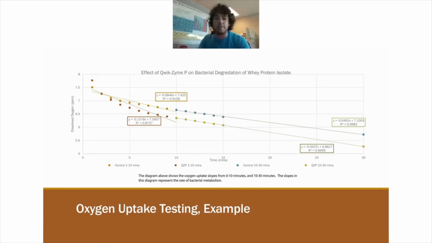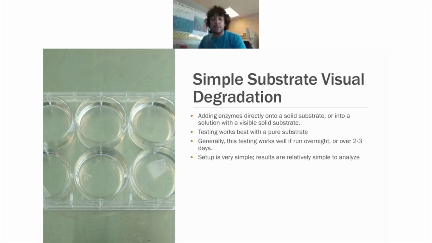So this is a nice test we use a lot for a simple, does our enzyme work or not type test. You'd add enzyme directly onto a solid substrate in something like a petri dish, or in this case, a 6-well plate. And you see, does the solid substrate break down over a period of time? Now, this is nice because analyzing results is incredibly easy. Either the substrate will break down or not. Usually, this test works well run overnight over a 2 to 3 day period. Setup is very simple, so this is a type of test you can easily do.